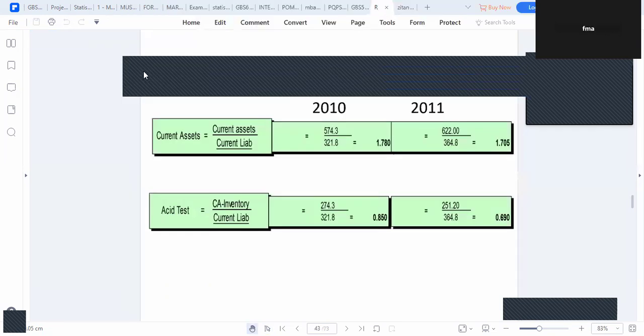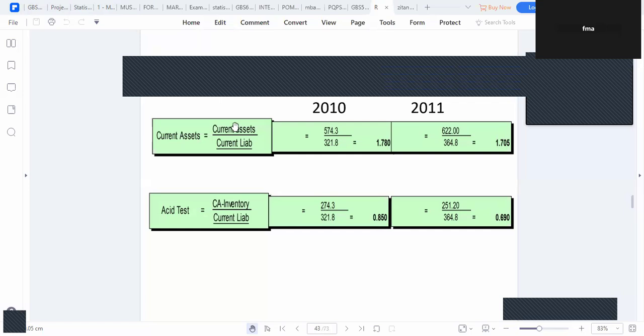So here, 500 over 320, 622 over 360. This is our 2010 and 2011.